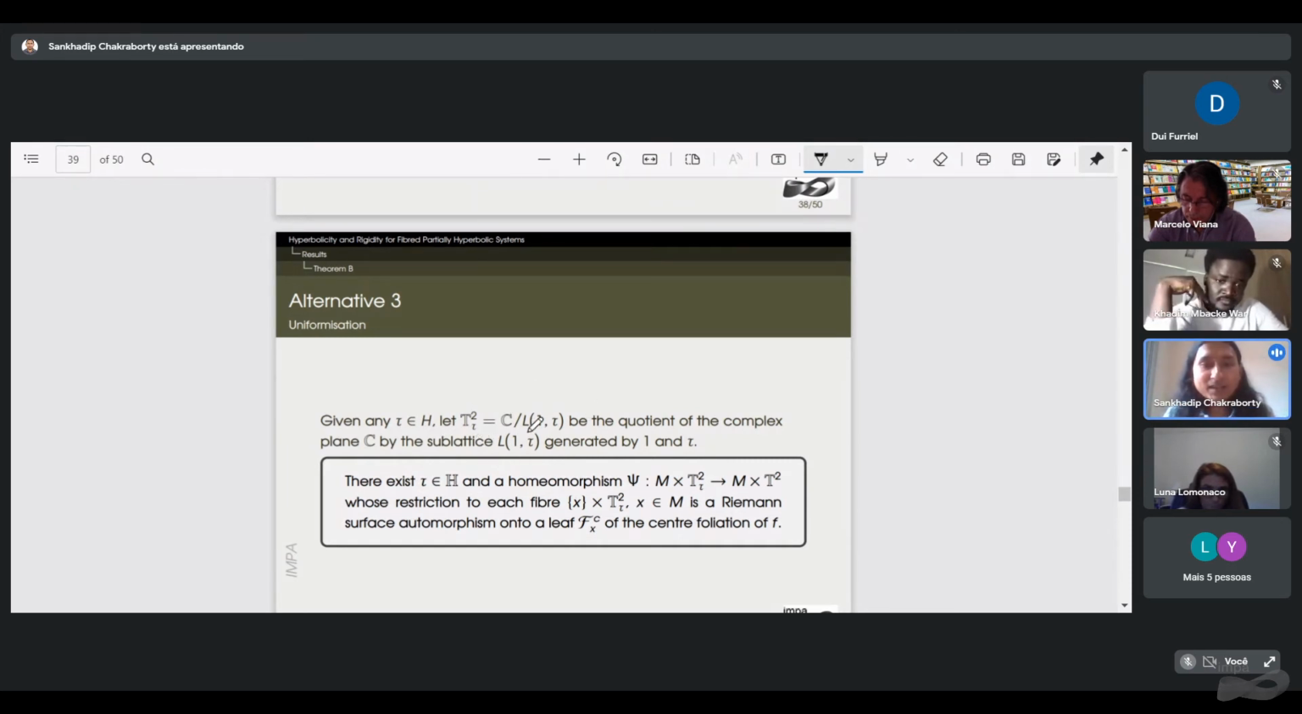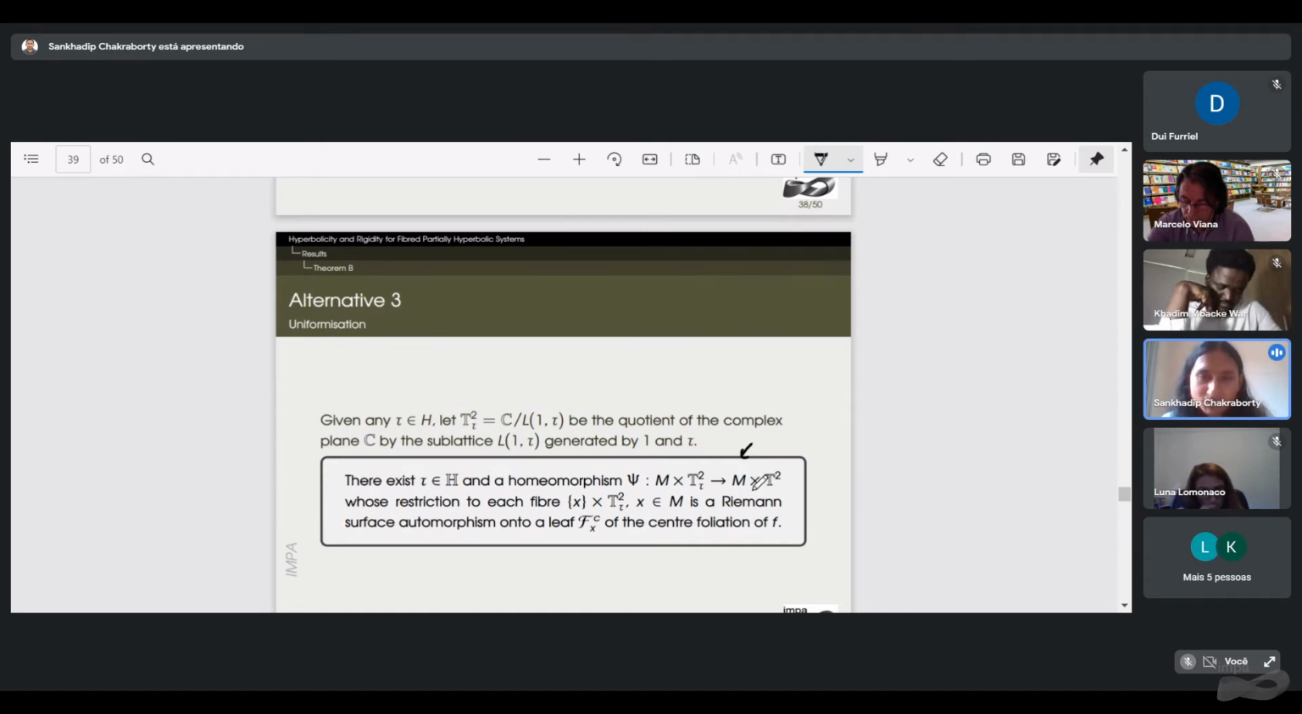And we can actually, this is a uniformization we do, where T2 is the torus constructed from C by quotienting by the lattice generated by 1 and tau, where tau is in the upper half plane. Okay.